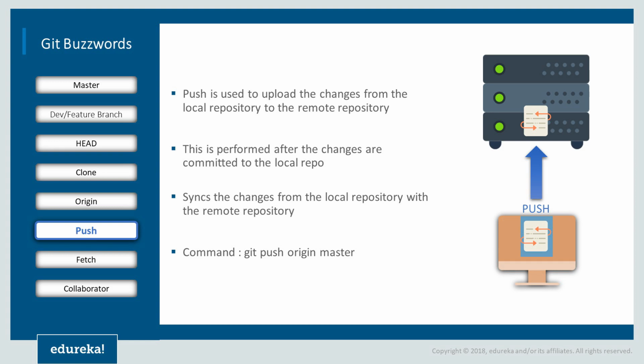As I said, this is performed after changes are committed to the local repository. This syncs the changes from local with the remote, and not just syncs, but it is applying the changes from local to the remote. The syntax for this is git push, then the remote repository name, and then the branch name. So git push origin master.